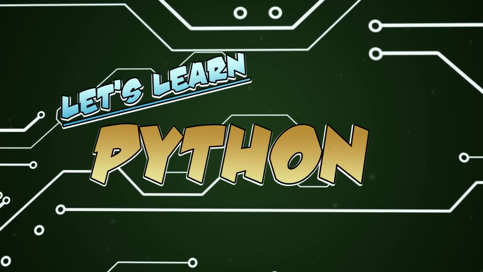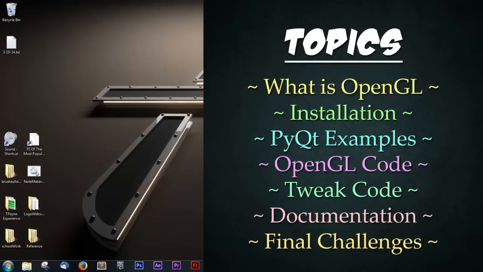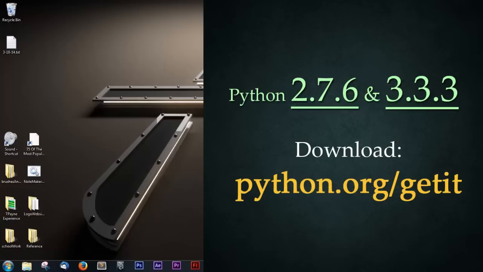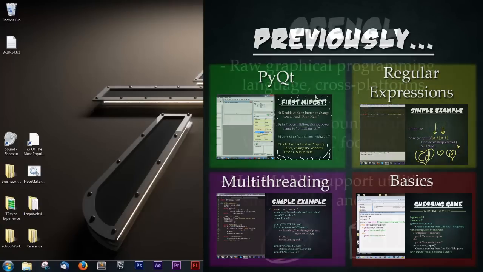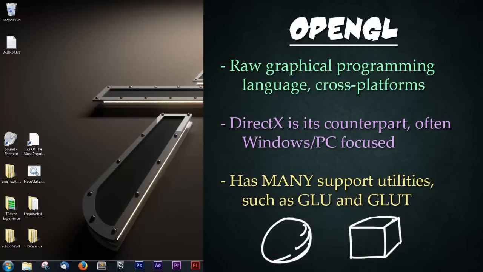Feel free to use the skip ahead feature on the right hand side to jump to any specific sections or examples. Today we'll be using Python 2.7.6 and Python 3.3.3. You can download those from python.org/getit. Today we'll be focusing on PyQt and OpenGL. This will build heavily on past lessons, so feel free to go back and watch them again if anything is unclear. Alright, OpenGL. What is OpenGL?